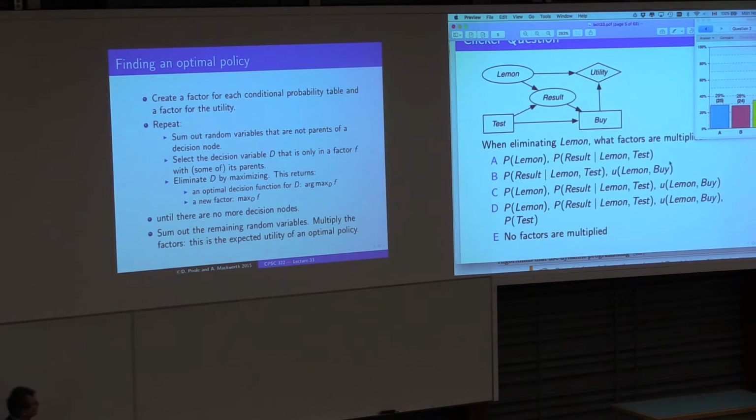We've got to multiply all the factors that contain lemon. Which factors contain lemon? Well, what factors are there? What factors exist? For every random variable there's a factor. There's the probability of lemon, the probability of result given lemon and test, and there's a utility function on lemon and buy.